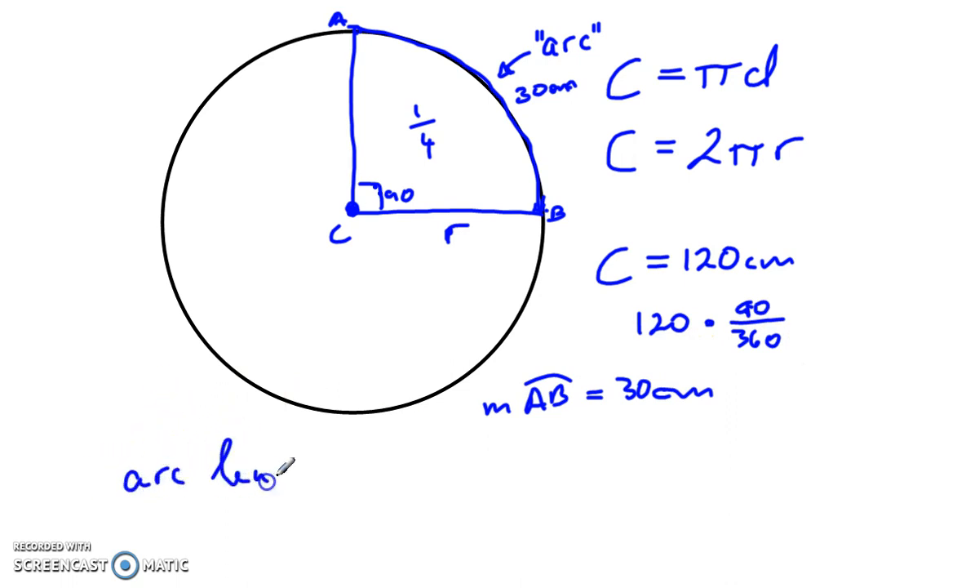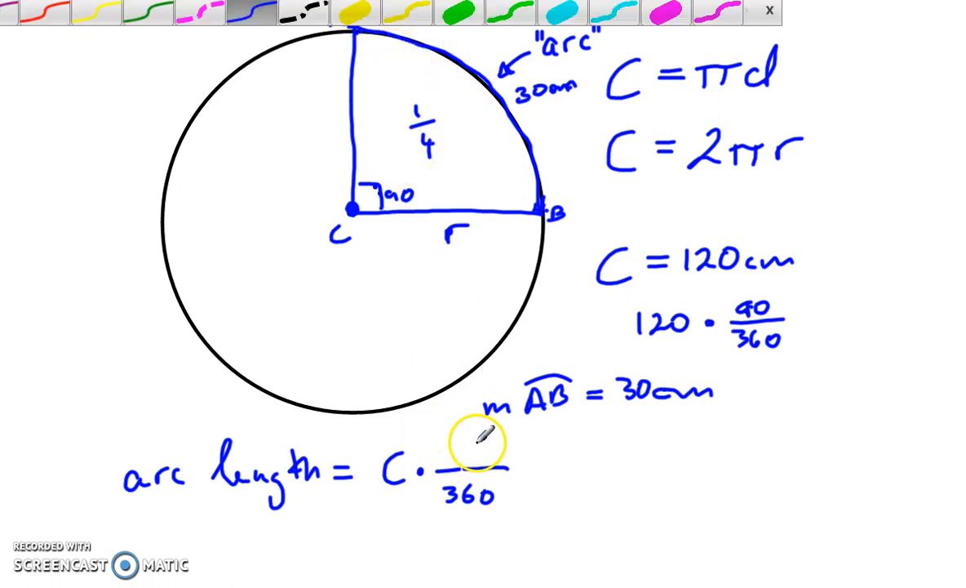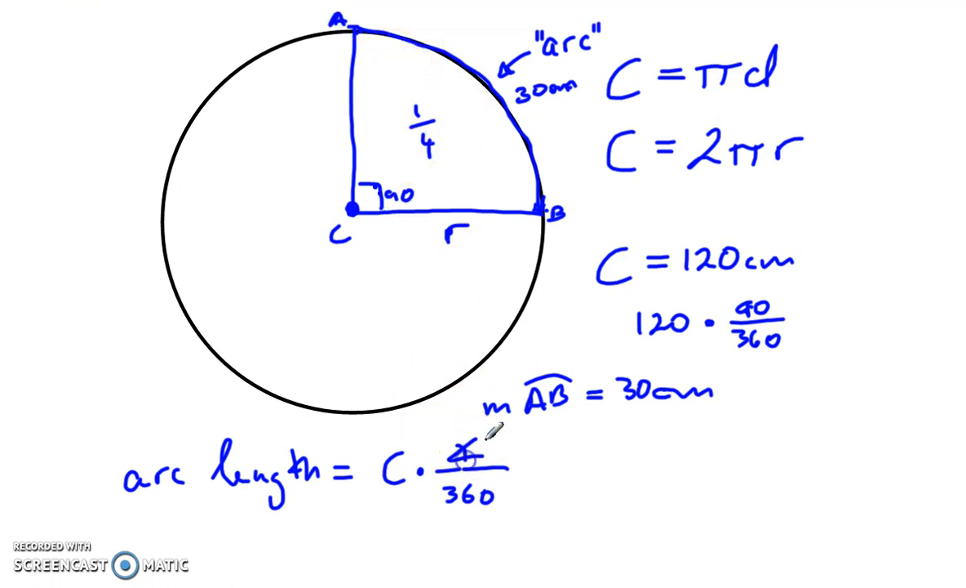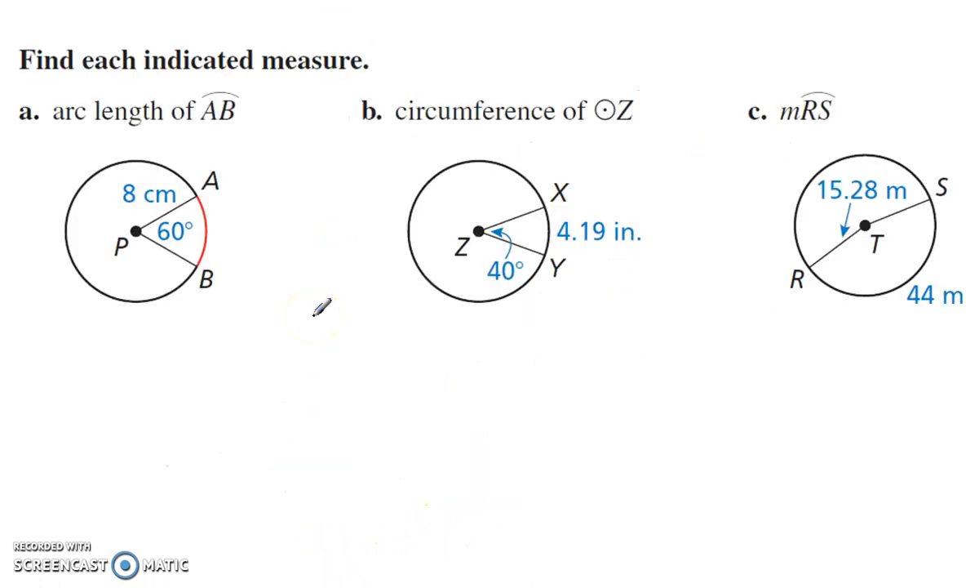And so that gives us arc length is equal to the circumference times the central angle over 360. Let me redo this. That is the central angle, that angle over 360. All right, so find the arc length of AB. Well, the arc length is circumference times the central angle over 360.